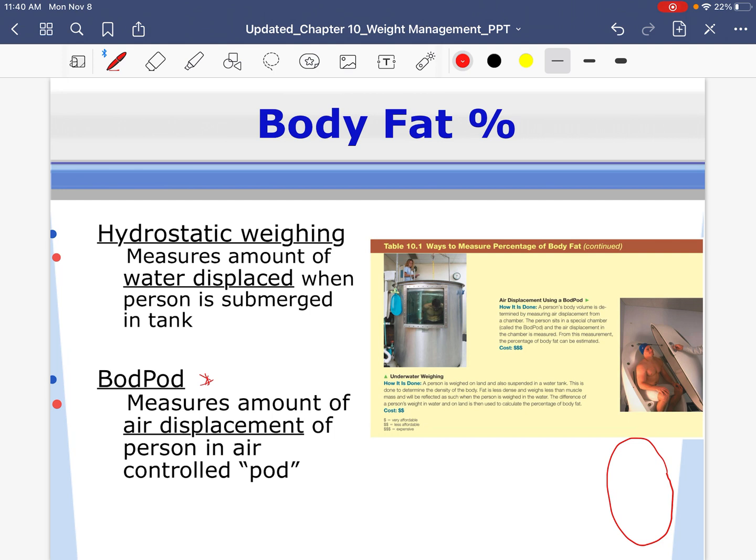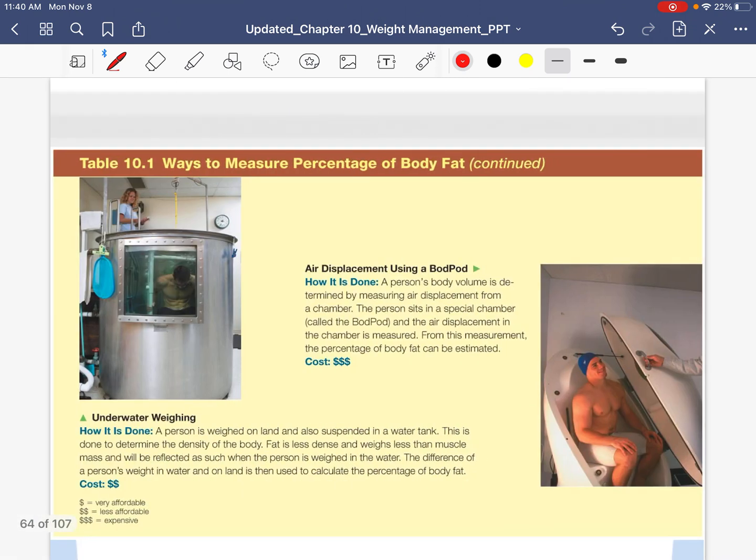We used to use more hydrostatic weighing when I was in college 20 years ago. It's the same idea, but instead of measuring air displacement, you're measuring water displacement. It's like doing the cannonball, right? The more fat mass someone has, the more water gets displaced. You should be able to understand how each of these techniques measures body fat percentage. So the hydrostatic weighing measures water displacement. The bod pod measures air displacement.